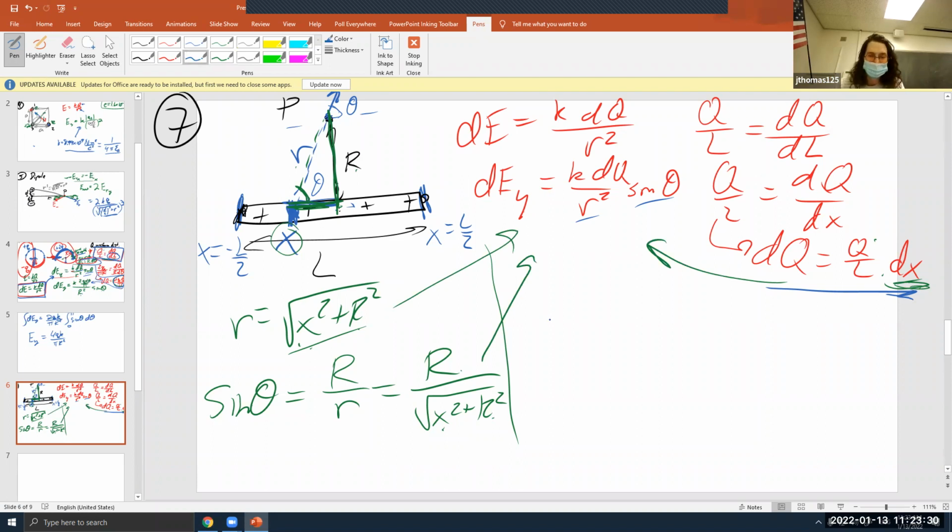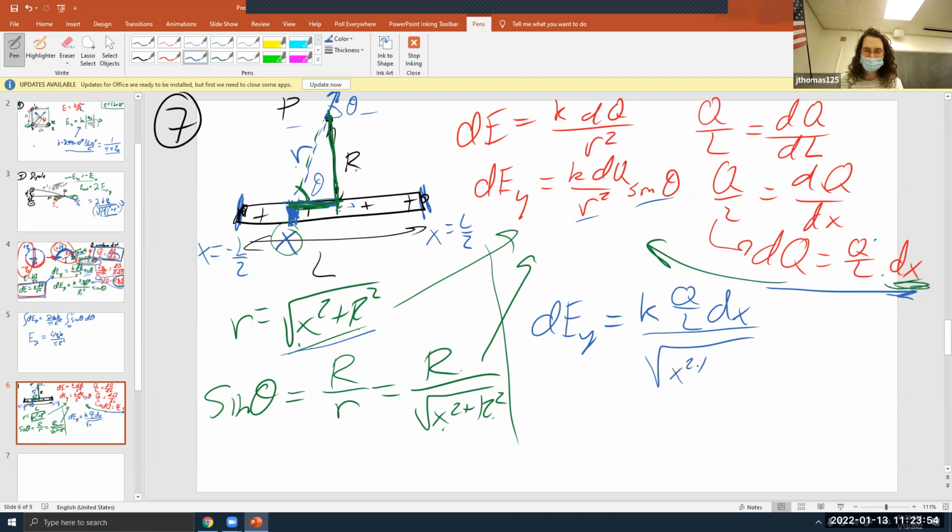Here's what it's going to look like. We have dE sub y is equal to little k still hanging out. dq is our first substitution. We're replacing it with big Q over big L times dx. On the bottom, we have r squared. And r squared is the square root of x squared plus big R squared, quantity all squared.